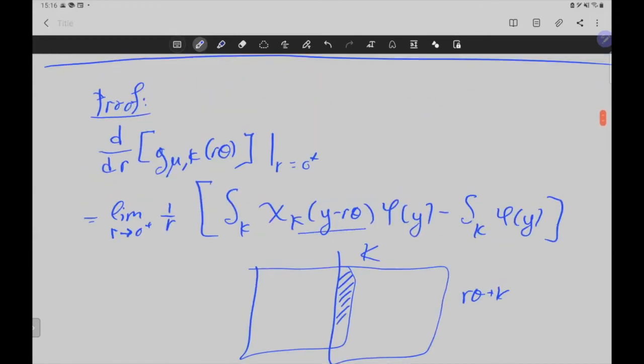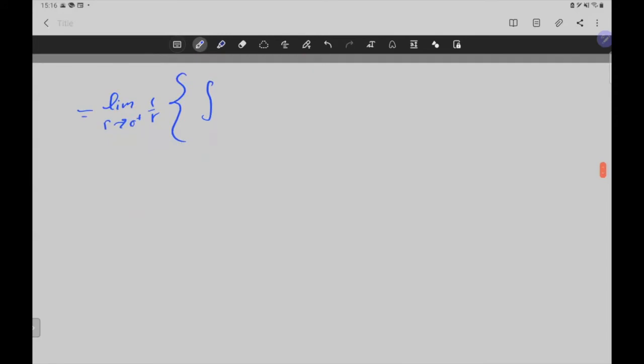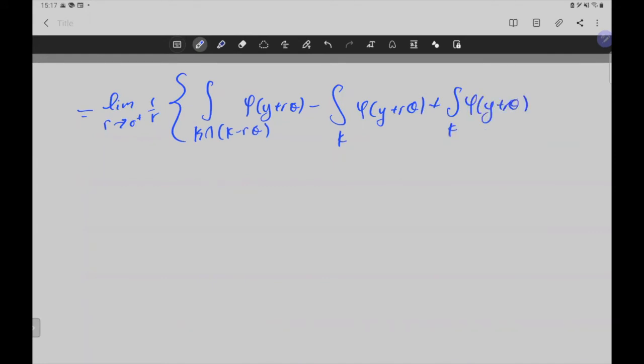I'm going to add and subtract zero and just write this as the limit, r goes to zero from the right, 1/r, and then the following integral. I'll change the first term. I'll apply a change of variables, y plus r theta rather than y minus r theta. And this will be the integral over K intersect K minus r theta, phi of y plus r theta. And then I'm going to subtract a middle term, the integral over K, phi of y plus r theta. So here I'm not moving K. I'm going to do the same thing, the integral over K, phi of y plus r theta. And then I'm going to subtract the last one, the integral over K, phi of y.